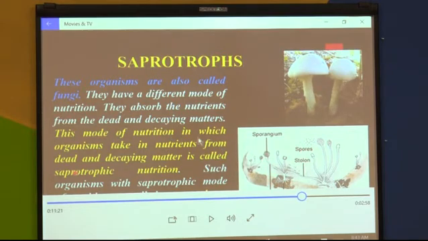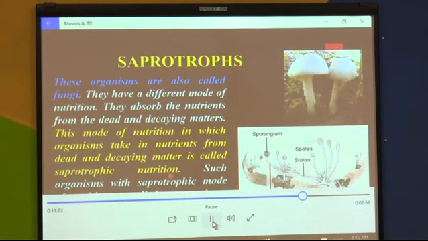This mode of nutrition in which organisms take in nutrients from dead and decaying matter is called saprophytic nutrition. I already told you what it means. Such organisms with saprophytic mode are called saprotrophs. Here you can see the structure of fungi. On bread, when you see bread molds, you can see this type of structure.